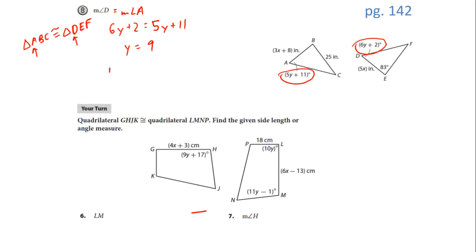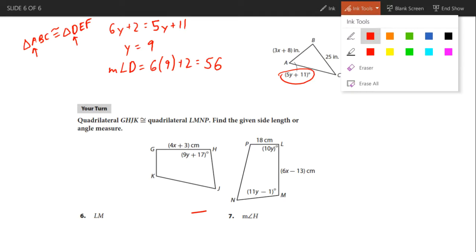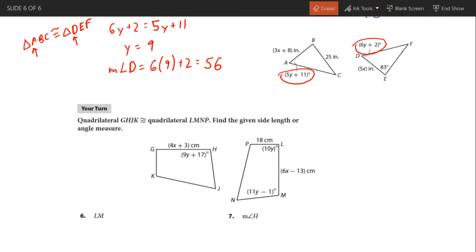And then angle D, again, the problem didn't say find y. It said find the measure of angle D. So that would be 6y plus 2. But we can replace the y with the 9 that we just solved. 6 times 9 is 54, plus 2 is 56. Once again, please pause the video for a moment and try problems 6 and 7 on the same page.